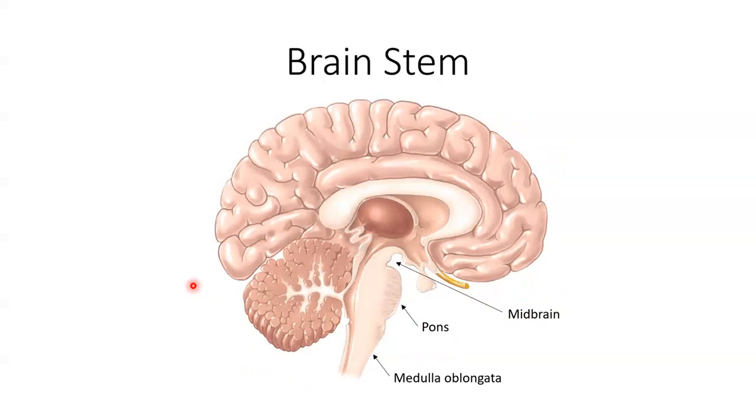The next region is the brainstem. So the brainstem sits between the spinal cord and the diencephalon, and it consists of three structures: the midbrain, which is this section here, the pons, which is the rounded section, and then the medulla oblongata. So it's this second section here before we move into the spinal cord.